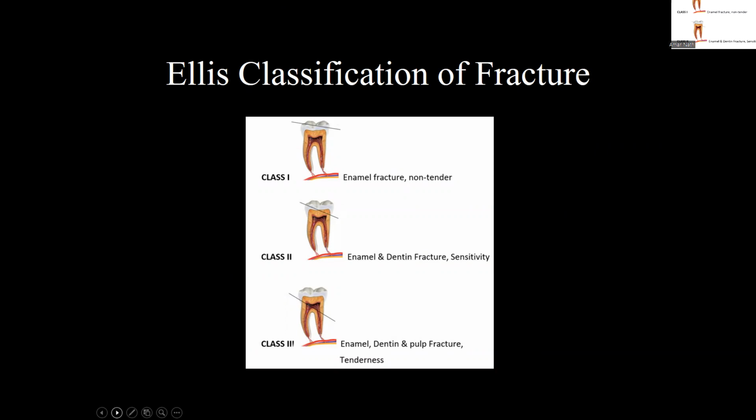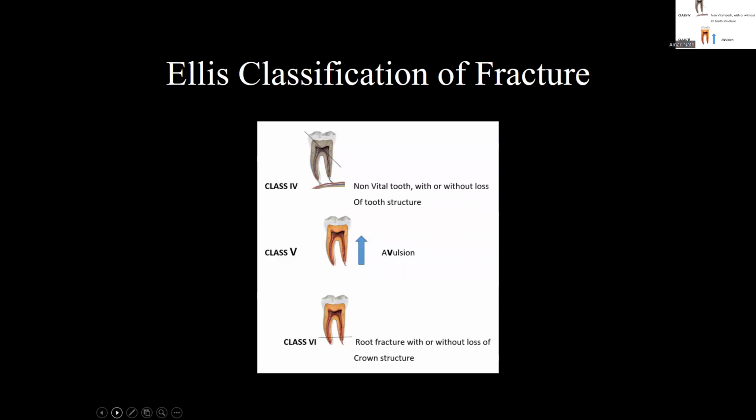In class 2, enamel and dentin fracture is seen. In class 3, enamel, dentin, and pulp fracture is seen. So in class 1 fracture, there won't be any tenderness. In class 2, since the dentin is involved, you always feel sensitivity. In class 3, since the pulp is also involved, tenderness is sure.